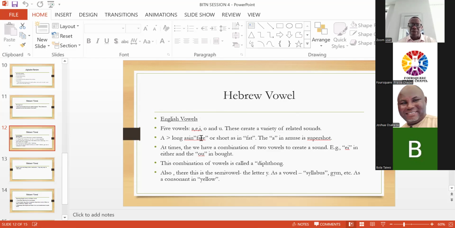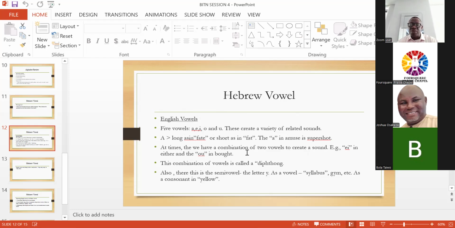So in English, we have 5 vowels: A, E, I, O, and U, correct? Is that correct? Yes, sir. And this creates a variety of related sounds. For instance, A as in faith. And then the same A can be A as in fact. You see? So the A in amuse is super short, just amuse. It's not pronounced very loud, just almost silent.